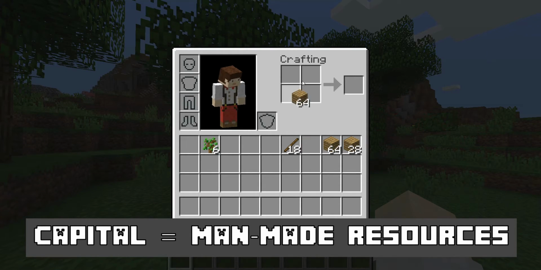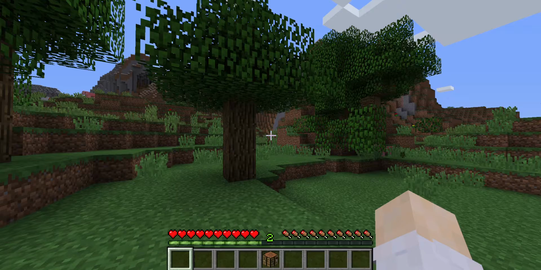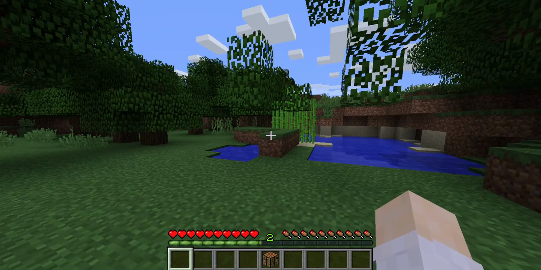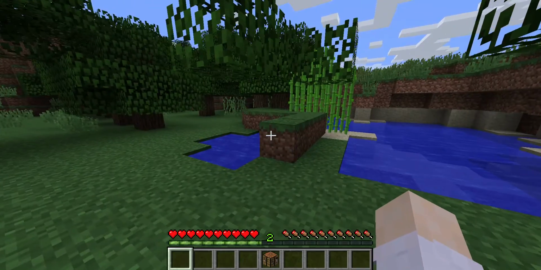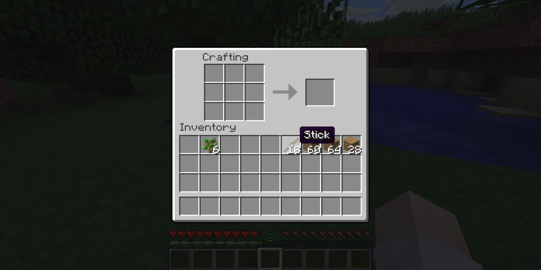Okay, so I'm actually going to take some of these wood planks here, and I'm going to make myself a nice little crafting table. I kind of like this little scenic view over here. So let's plop our crafting table down right there. And now with some of these other resources, I can take some sticks, and I can make some other capital resources. So a lot of times when we talk about tools, any kind of man-made resource is going to be a capital good, a capital resource.